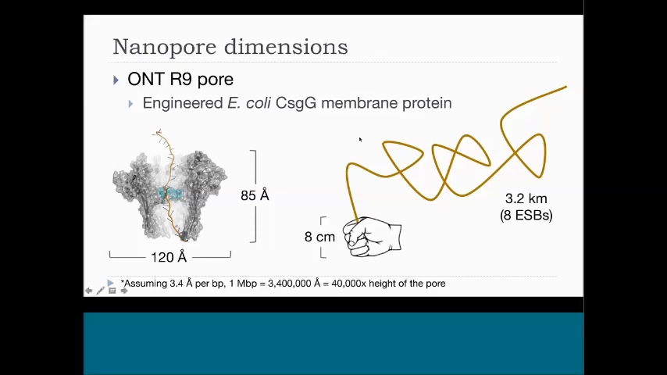So currently, the Oxford Nanopore MinION, this pocket-sized device you've probably seen, uses an engineered E. coli membrane protein, CsgG, which has the dimensions shown here on this slide. And you thread a single strand of the DNA down through that pore and measure changes in current over time of the ionic flow through that pore being obstructed by the DNA strand that's in there. And the dimensions are pretty mind-blowing.